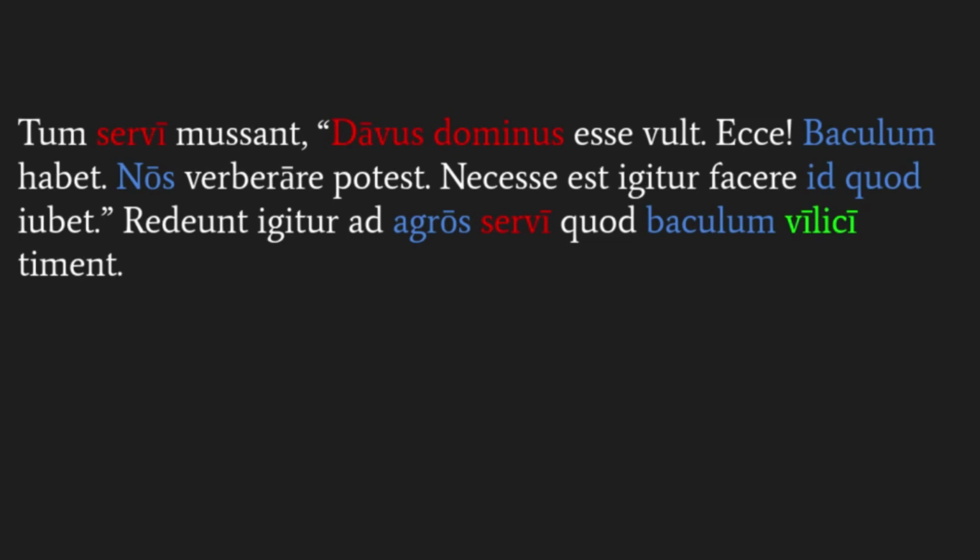Nos verberare potest. He is able, potest, verberare, to beat. There's our complementary infinitive. He's able to beat nos, us. And again, if you thought maybe nos was the subject, just remember, if we were the subject, I guess, the verb would have to have a mus on it, which it doesn't here. It's potest, meaning he, she, or it is able. So that's how you know nos is the direct object and not the subject. So you're saying he's able to beat us. Necesse est igitur facere id quod iubet. So therefore, igitur, it's necessary, necesse est, to do.